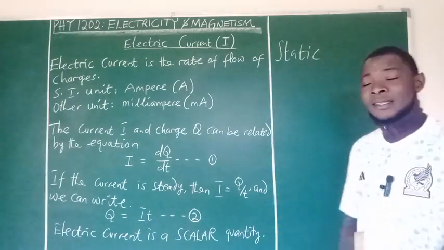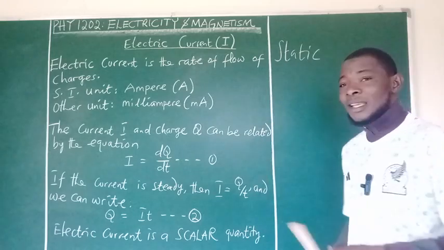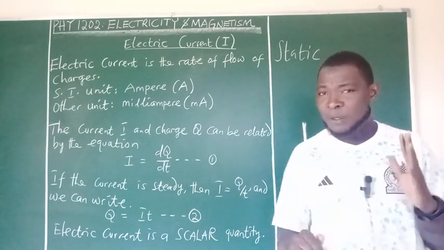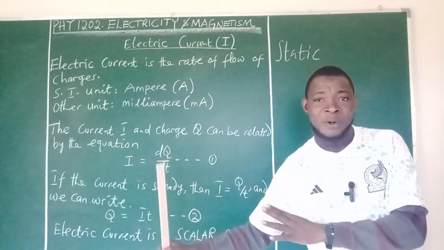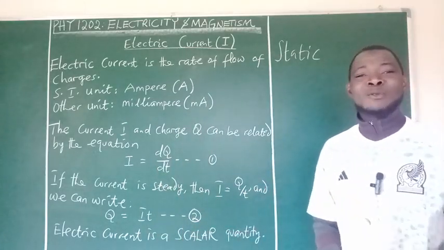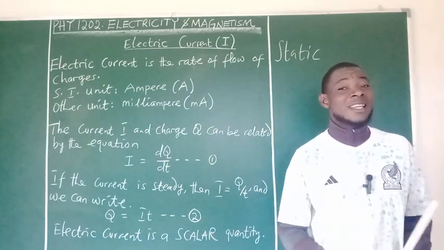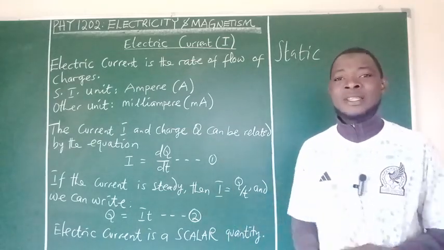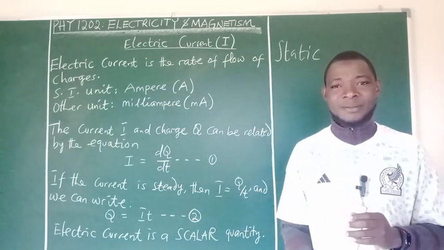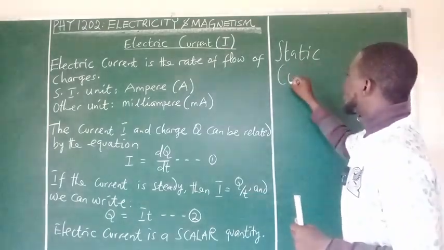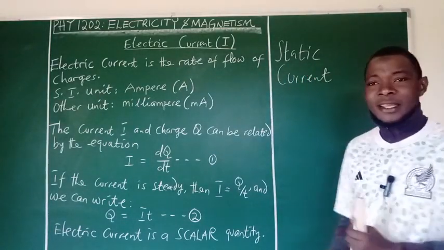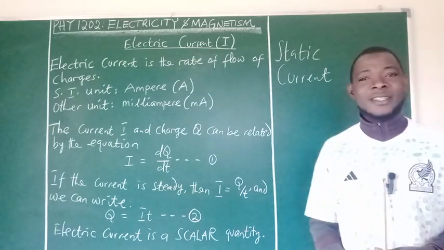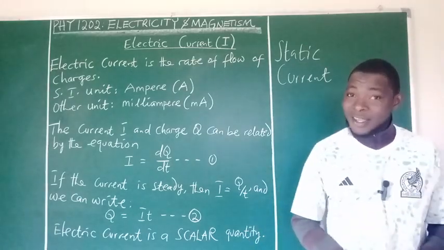So we call that particular study static electricity. Now, by the time the charges begin to flow from one point in a conductor to another point, they generate electric current. And we no longer call this study static electricity because the word static means stationary, not moving, still in one place. Now that they are moving, we call this study current electricity. So electric current is observed in current electricity only and not in static electricity.